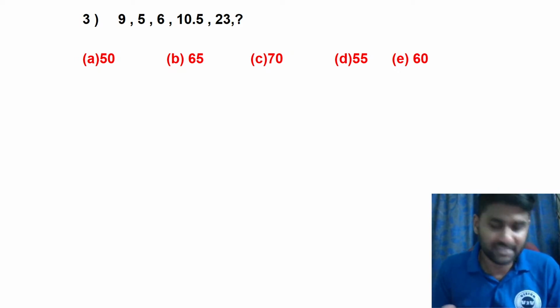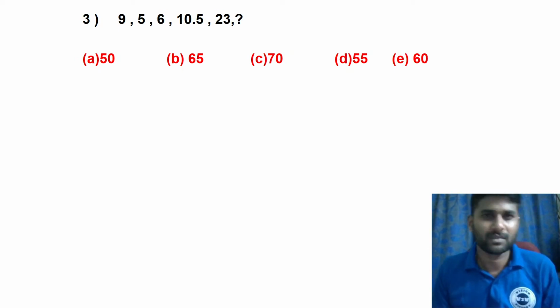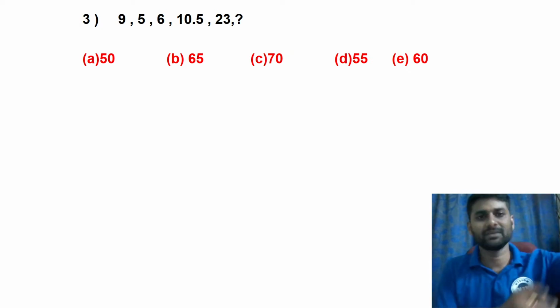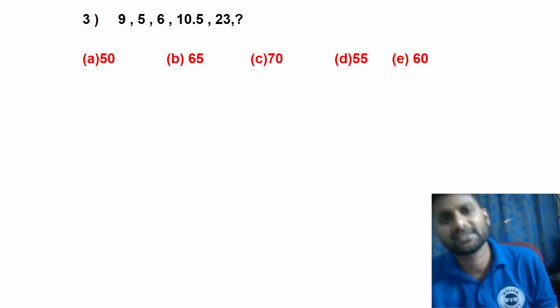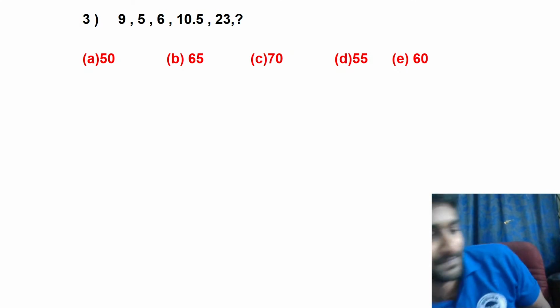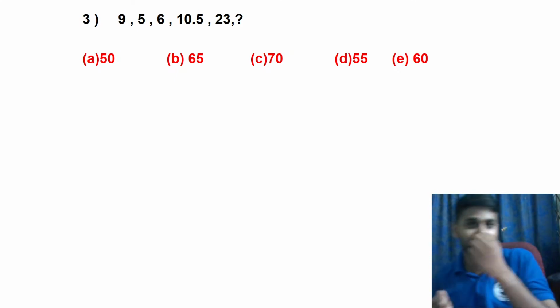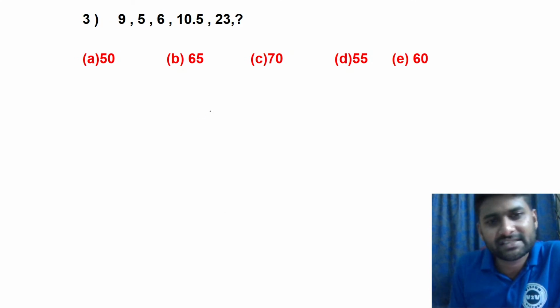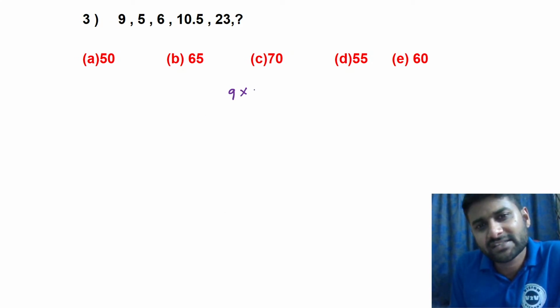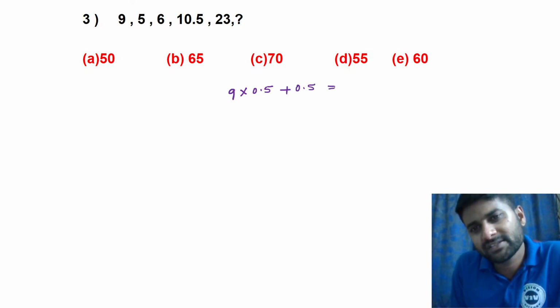Just focus on calculation and identify what kind of series it is. Now see, again we can see the decimal number 10.5. So definitely, if you see the entire series, there is a chance of multiplication in decimals. The numbers are 9, 5, 6, 10.5, 23. What can be the next number? Now, what is the chance? 9 becomes 5 means 9 is multiplied with 0.5, which becomes 4.5. If you add 0.5, it becomes 5 units.